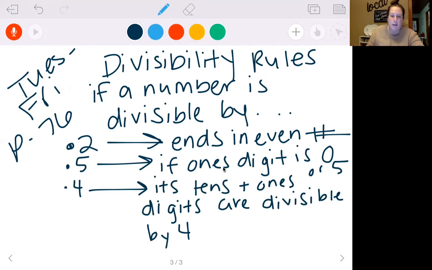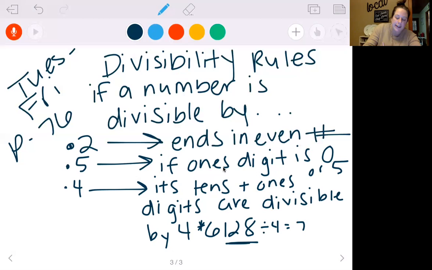Okay, so then it gives you the example of 6,128. If I look at the ones and the tens digits here, I get 28. I can divide 28 evenly and get 7. So that whole number is divisible by 4.